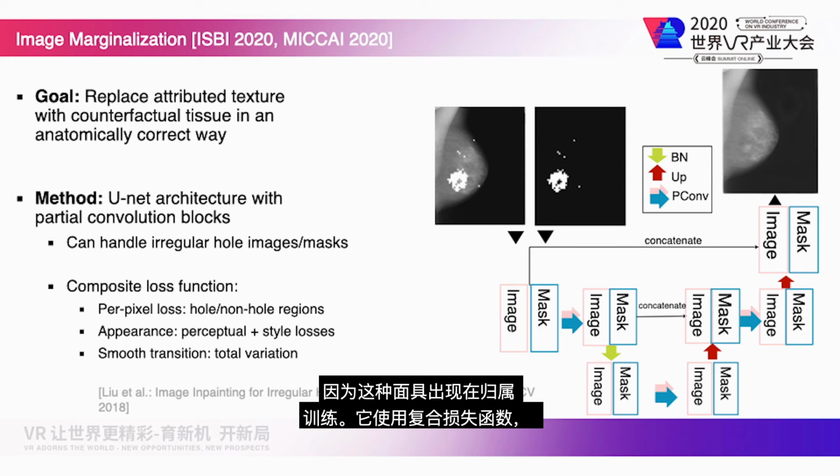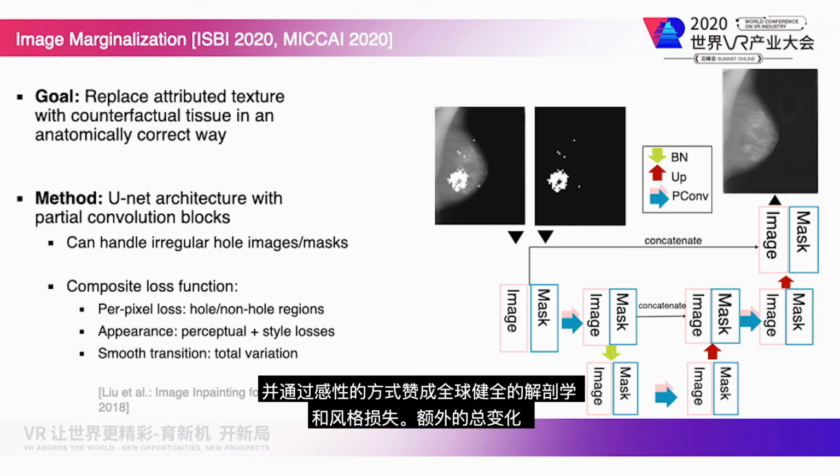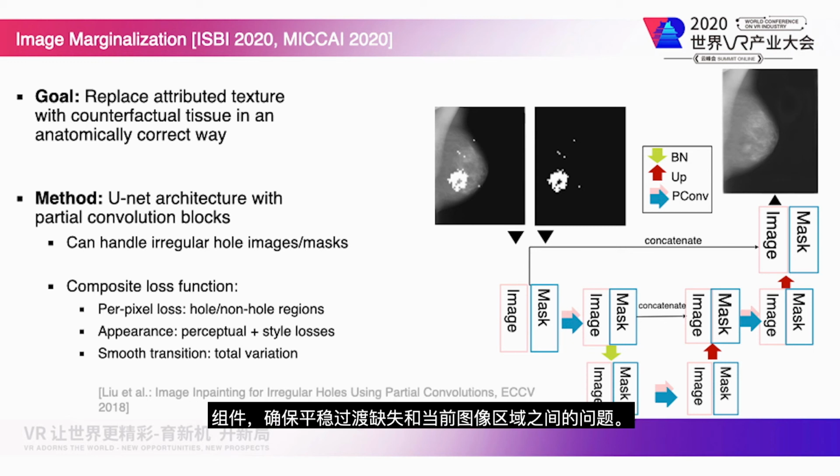It uses a composite loss function, which balances different components. It emphasizes local context by per-pixel losses and favors globally sound anatomy by perceptual and style losses. An additional total variation component ensures smooth transition between missing and present image regions.